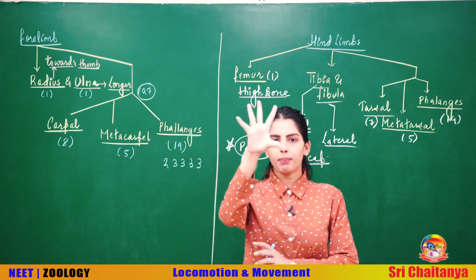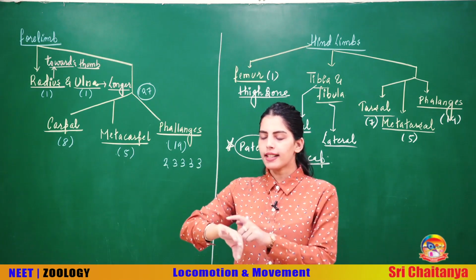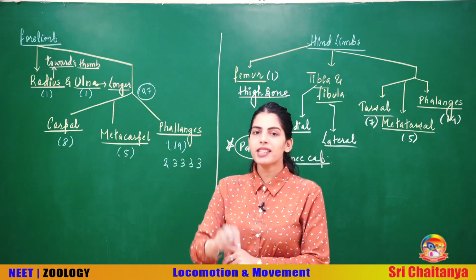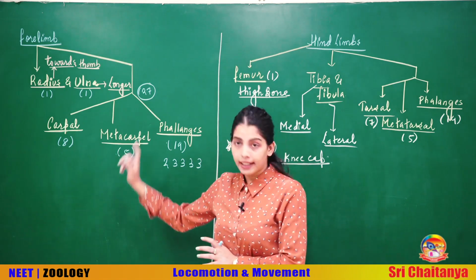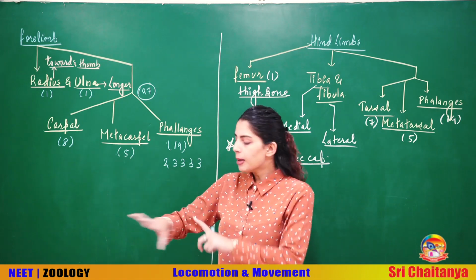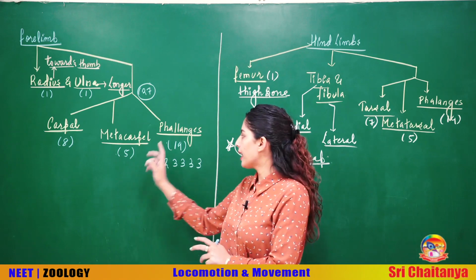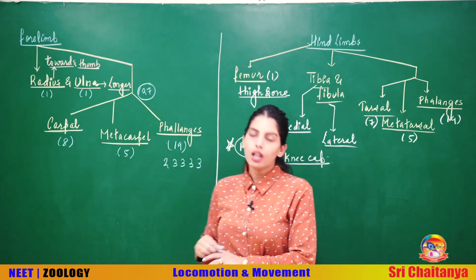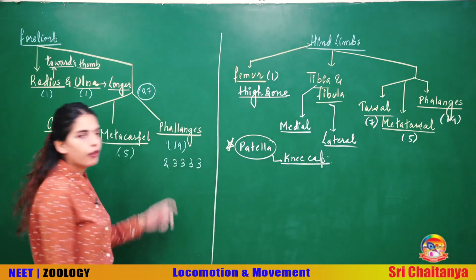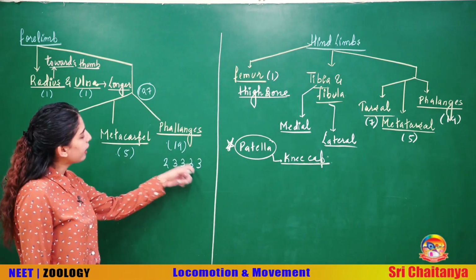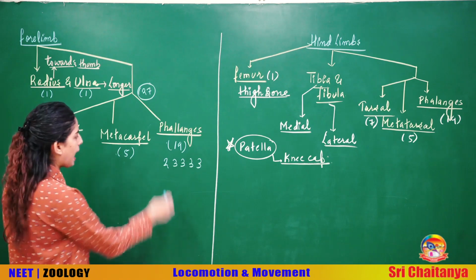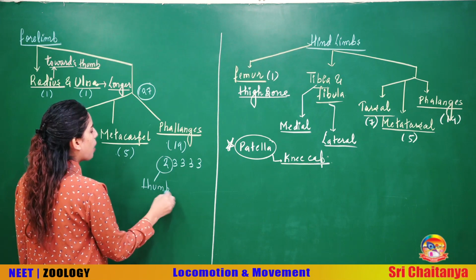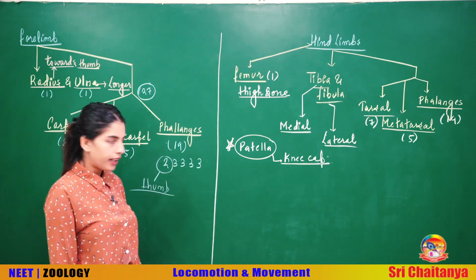Now talking about this entire hand, you have got some bones. In total 27 bones. In the wrist area you have got 8 carpals, not 7, 8 carpals. Then in the palm area, you have got 5 metacarpals. Then in the fingers, you have got phalanges. What I have written here is the phalangeal formula: 2, 3, 3, 3, 3. What it means is that you have got 2 phalanges in your thumb, and in the remaining fingers, you have got 3, 3, 3, 3 phalanges.